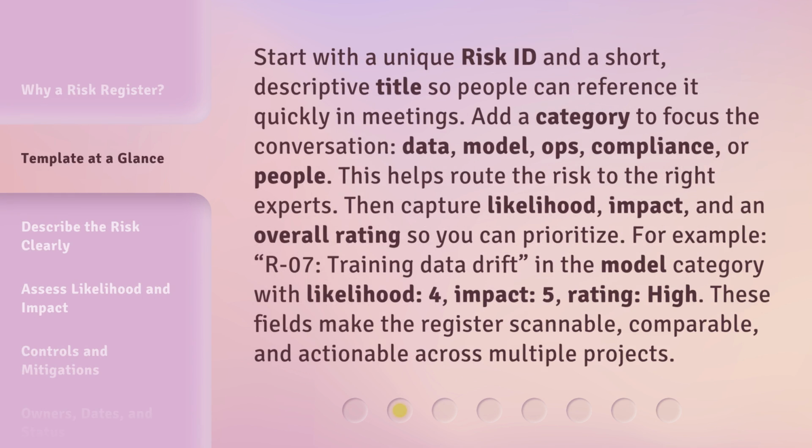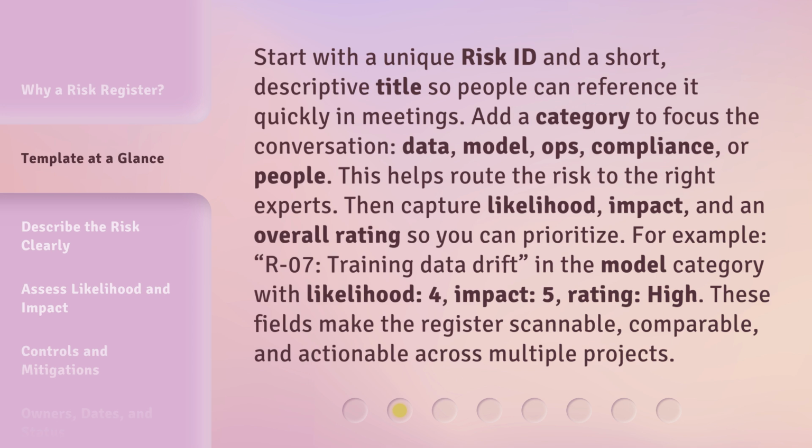Start with a unique risk ID and a short, descriptive title so people can reference it quickly in meetings. Add a category to focus the conversation: data, model, ops, compliance, or people. This helps route the risk to the right experts. Then capture likelihood, impact, and an overall rating so you can prioritize.